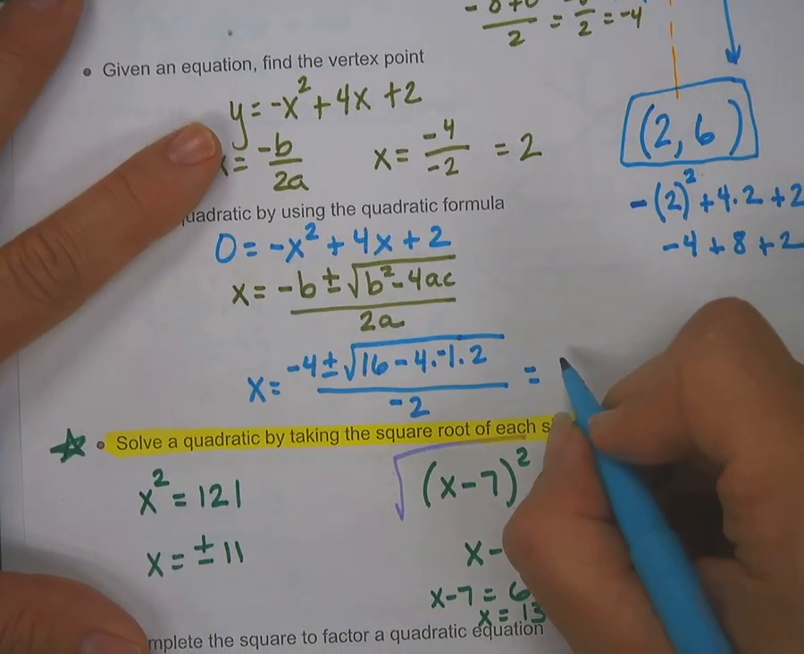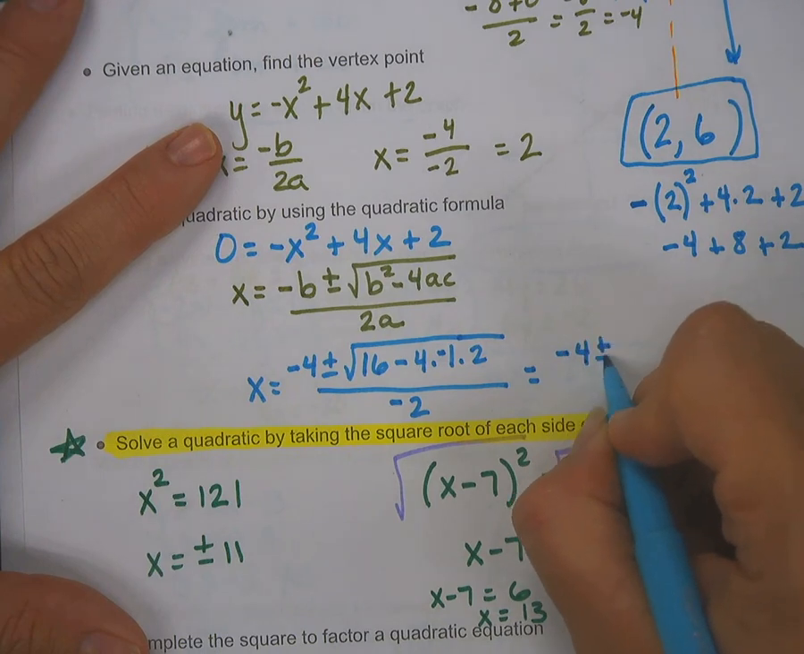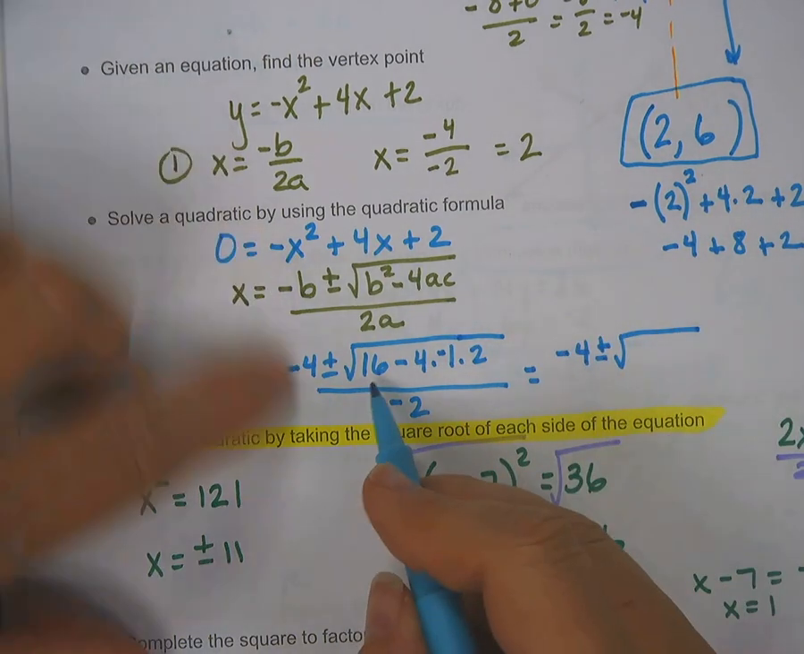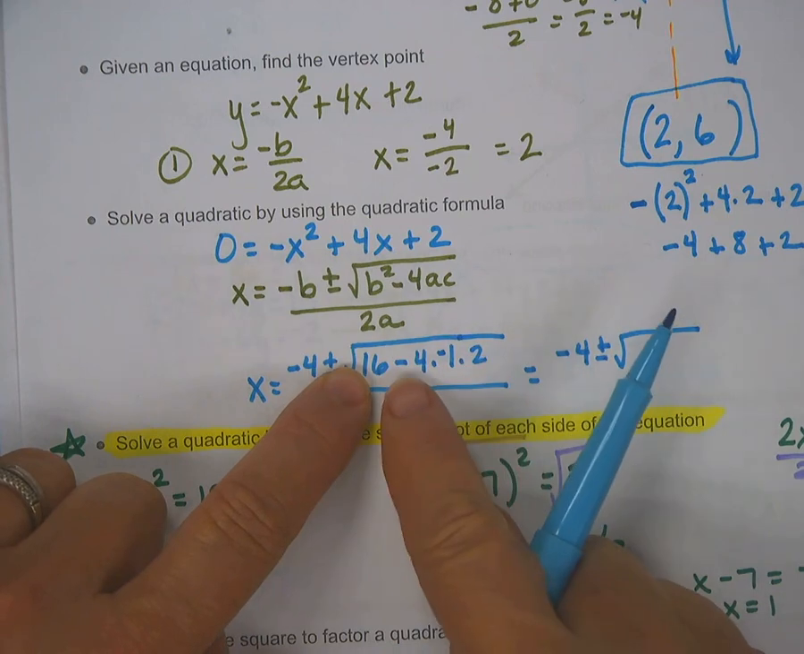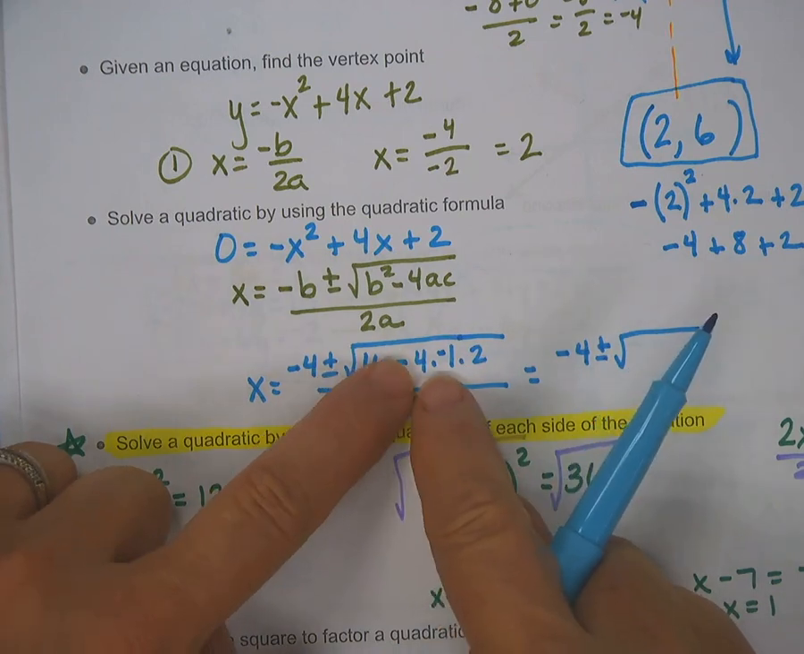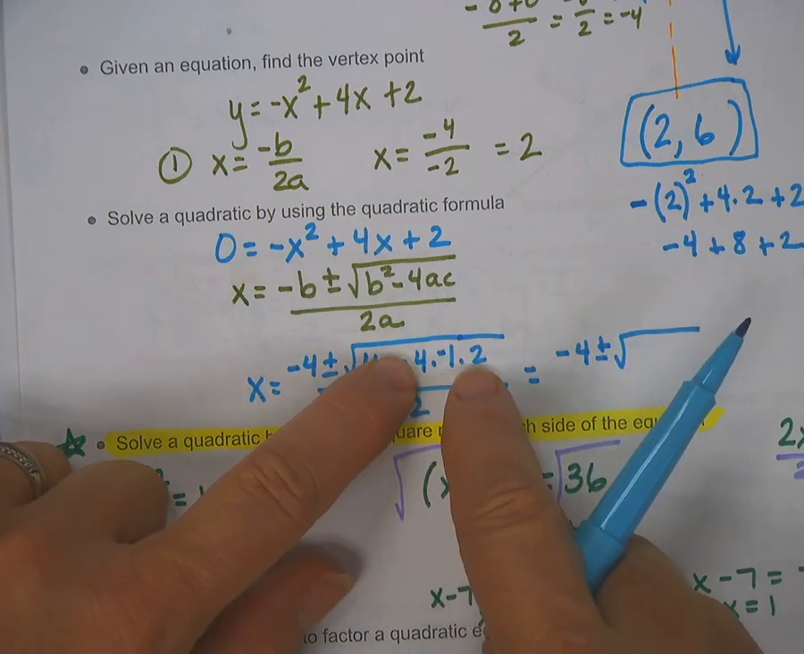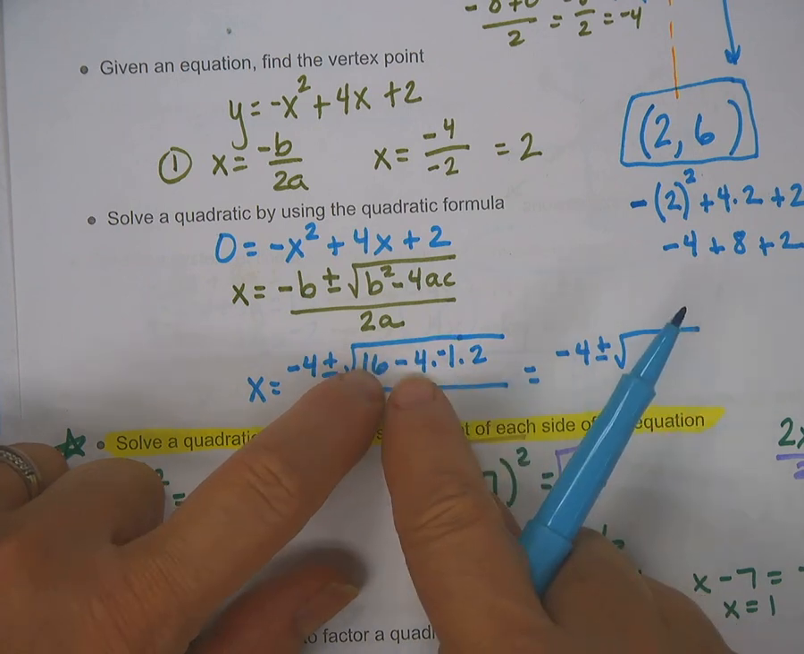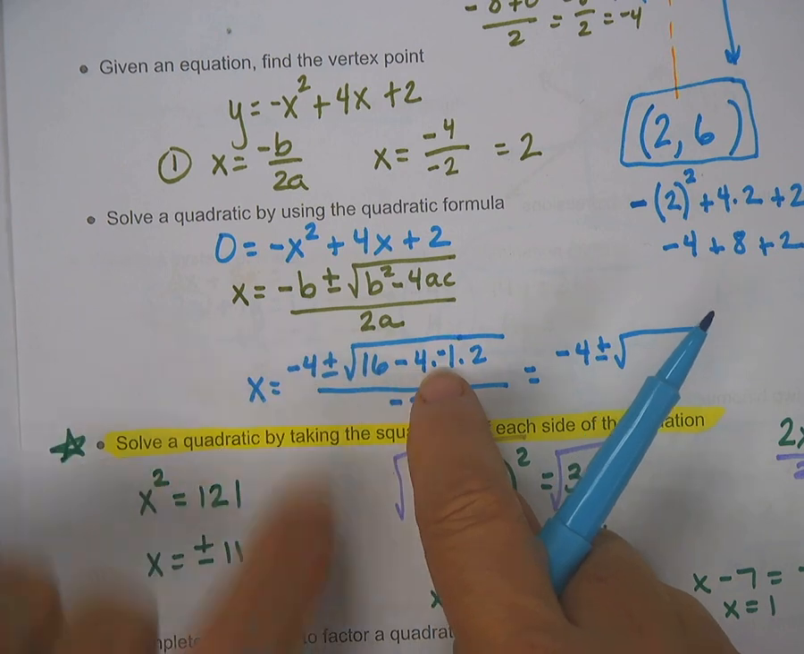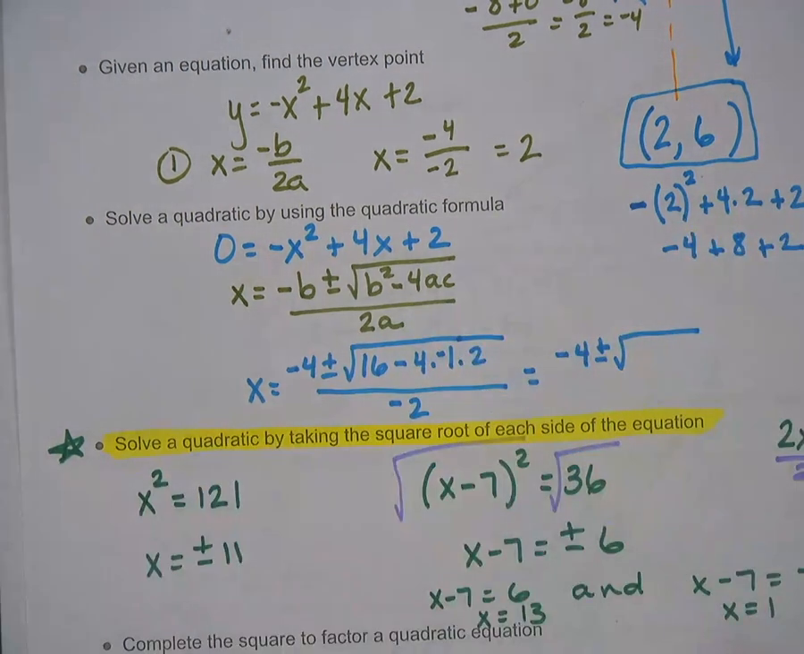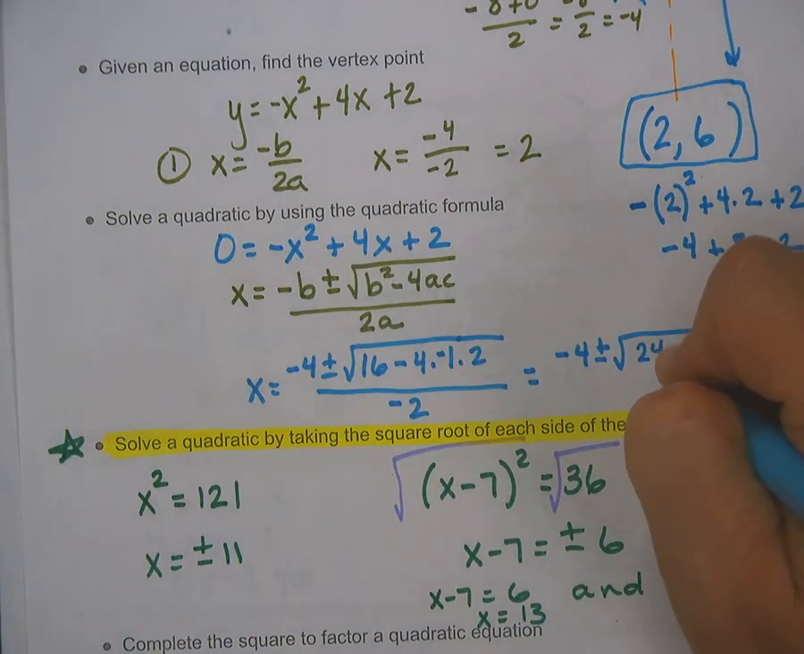Okay, now we are going to simplify. Without using our calculators, we are going to break this down. So 16 minus all of this. So 4 times -1 times 2 is going to be -8, but we are subtracting it. So it becomes 16 minus -8. So it's really 16 plus 8, which is 24.